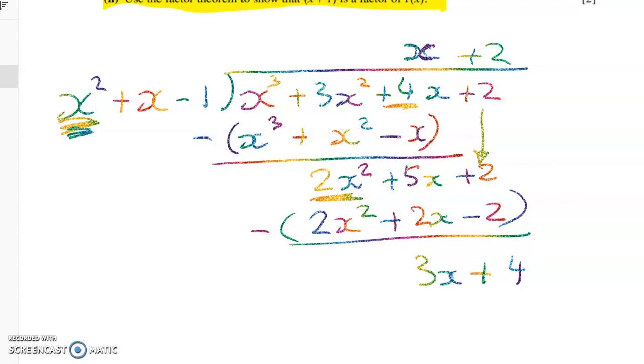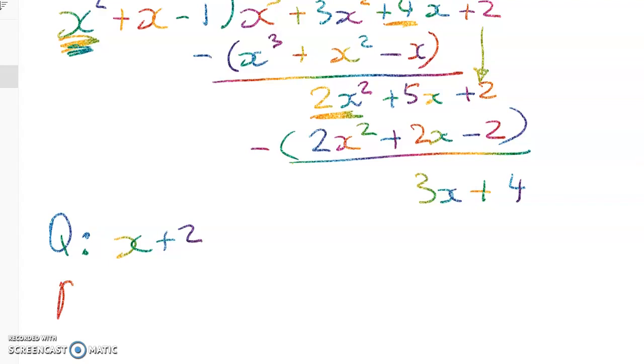as my remainder here. So let's just check that that's what I got when I did it before. Yep, it is. So the quotient is x plus 2, and the remainder is 3x plus 4.